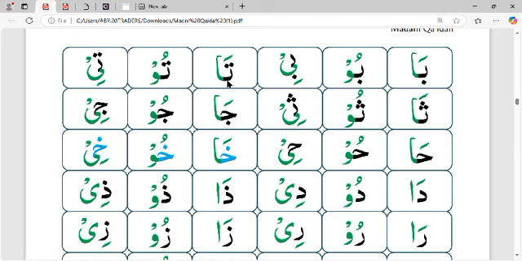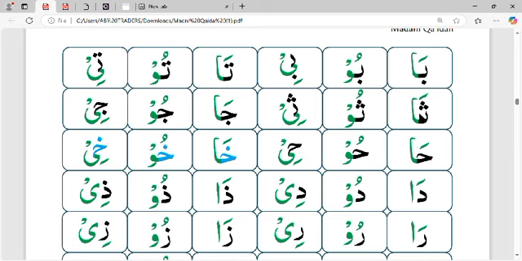Ta fatha alif ta. Ta dhamma waw tu. Ta khasra ya ti. Ta tu ti. Do we read sakun like the jazm sign? It means we must join two letters. When we see this sign, we must join the letters.